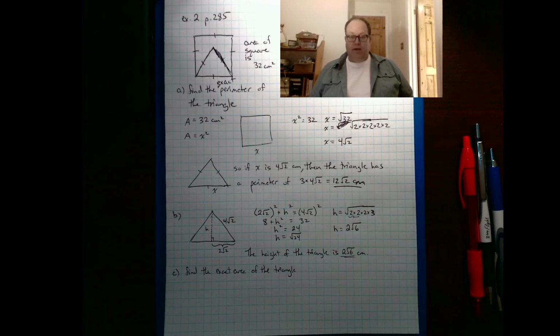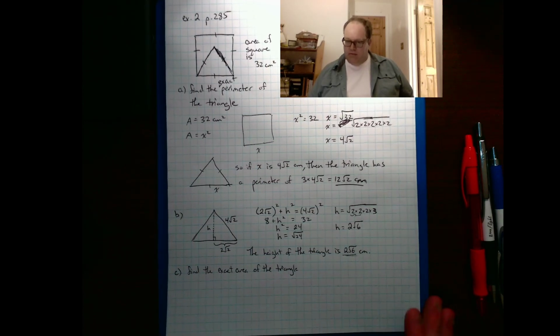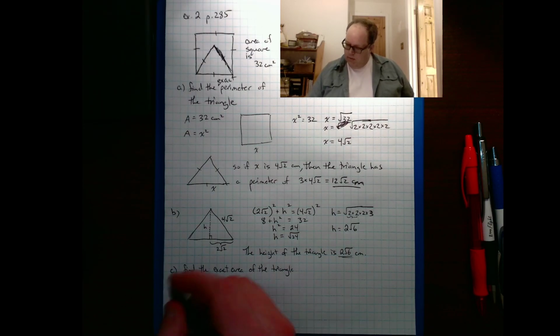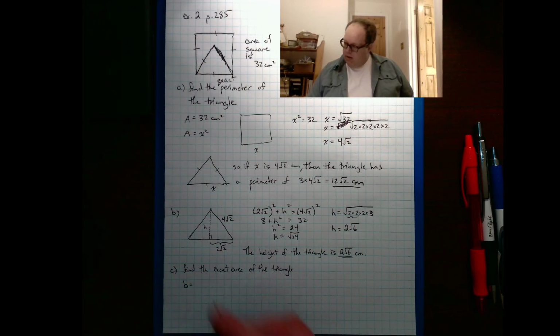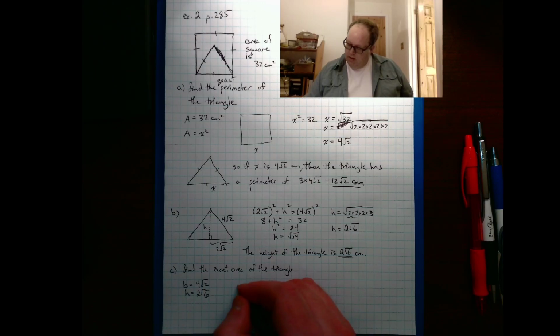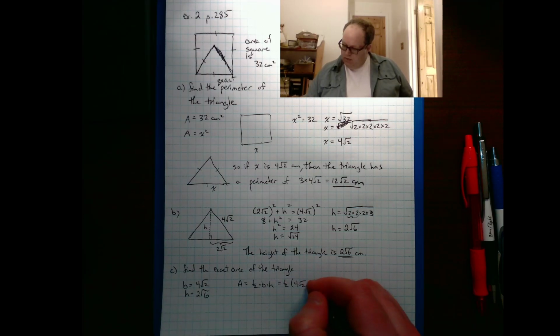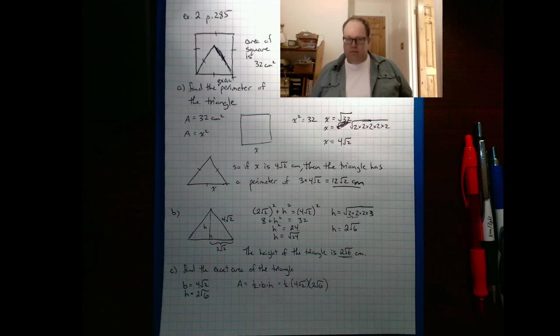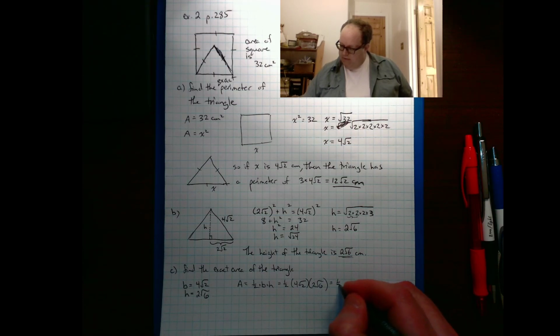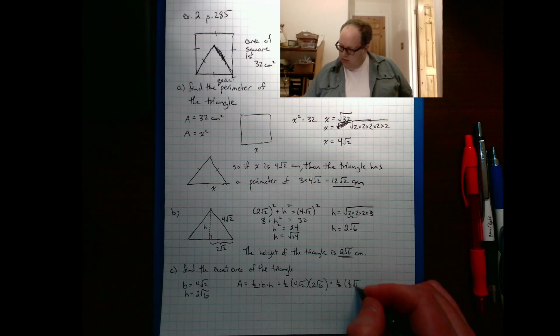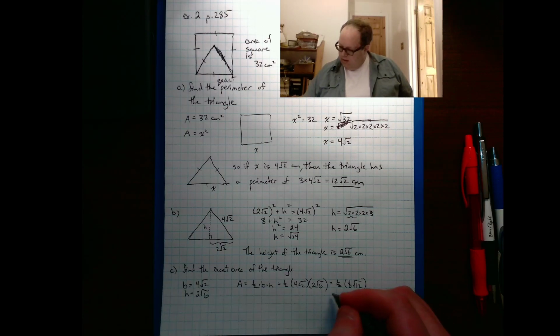Well, at this point that's not too bad, because I know that the base is 4 root 2, the height is 2 root 6, and the area of a triangle is 1/2 base times the height, or 1/2 of 4 root 2 times 2 root 6, or 1/2 of 4 times 2 is 8, and root 2 times root 6 is root 12. Now 1/2 times 8 times root 12 would be the same as 4 times the square root of 12.